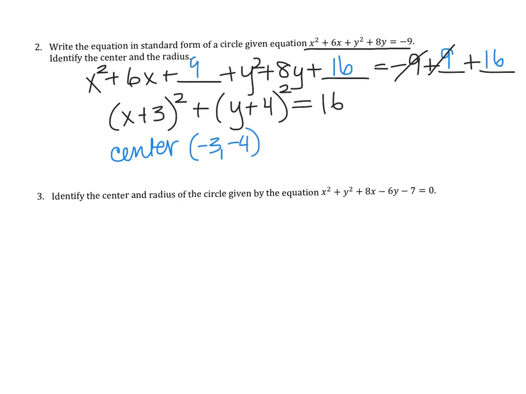And the radius, remember, r squared equals 16. So r equals the square root of 16 if you take the square root of both sides. And so the square root of 16 is 4. So r equals 4.